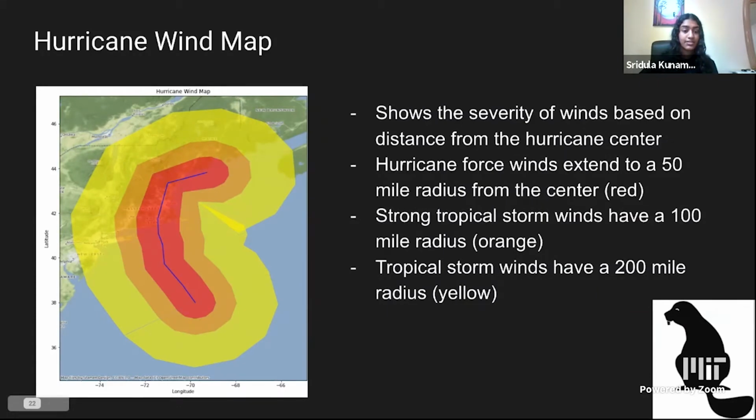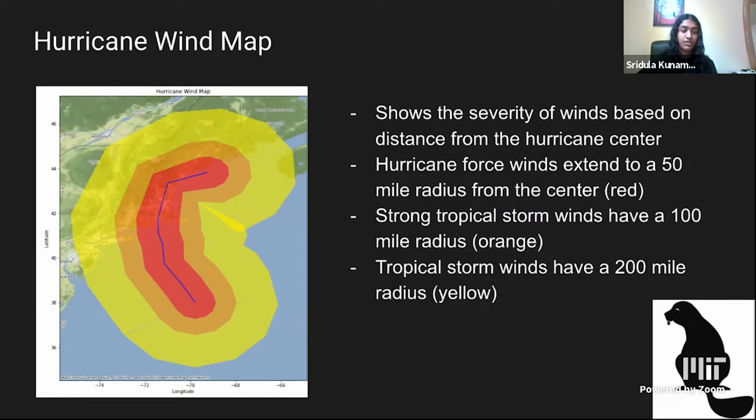So the next step in assessing the damage that a hurricane does on a specific area is creating the wind map. This map shows the various levels of winds according to severity. In the red, which is a 50-mile radius from the hurricane center, we have the hurricane force winds. These are the strongest winds and tell us that we need to evacuate these areas immediately.